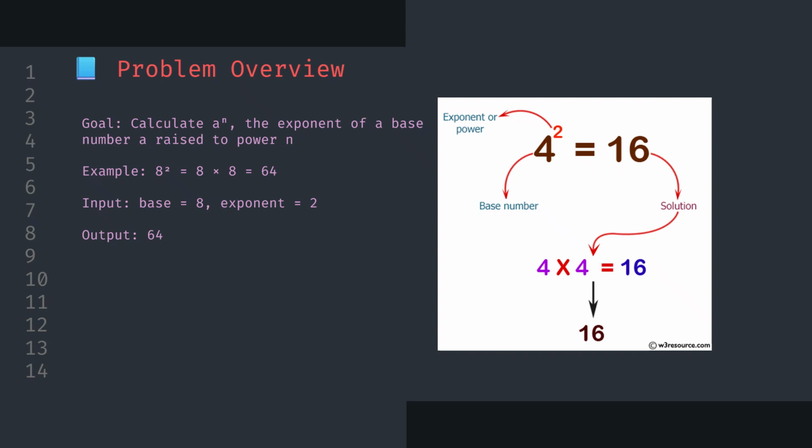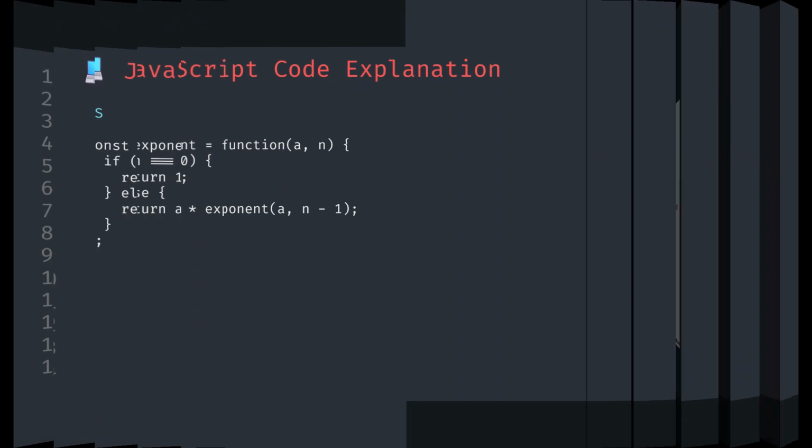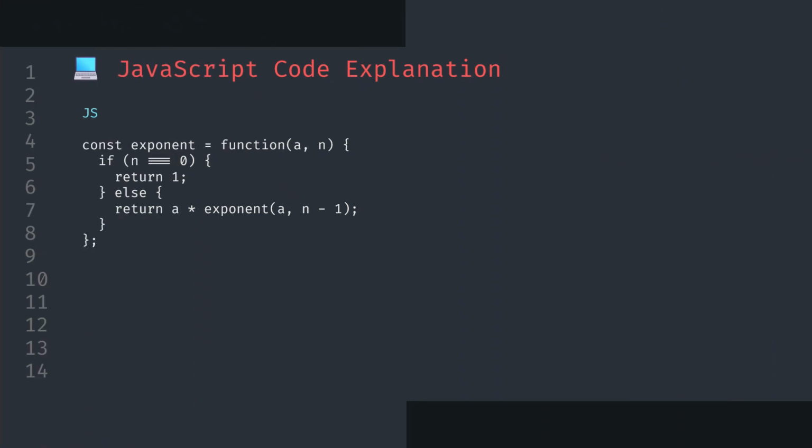Let's look at the JavaScript code that implements this. We define a function named exponent with two parameters, a, which is the base, and n, which is the exponent. If n is 0, we return 1, as any number to the power of 0 is still 1. Otherwise, we return a times the result of calling exponent, a and n minus 1. This recursive call keeps multiplying until n reaches 0.